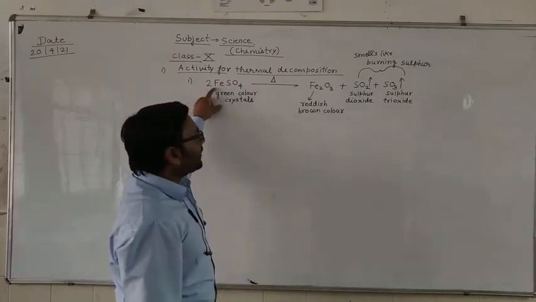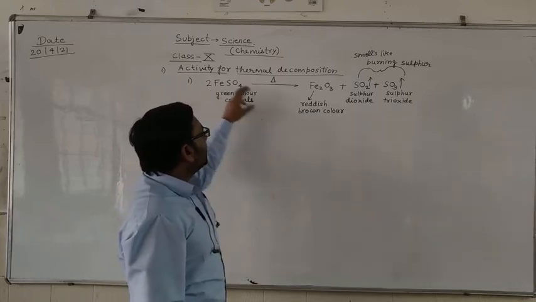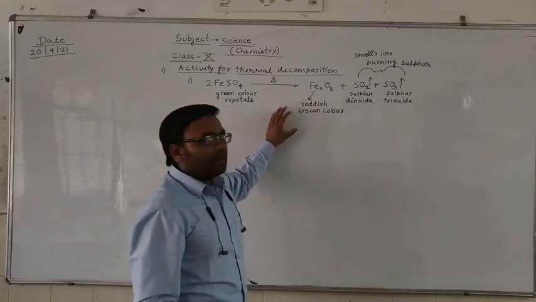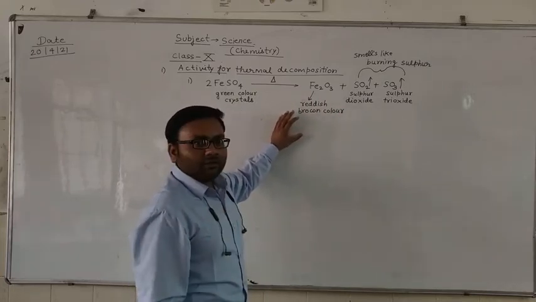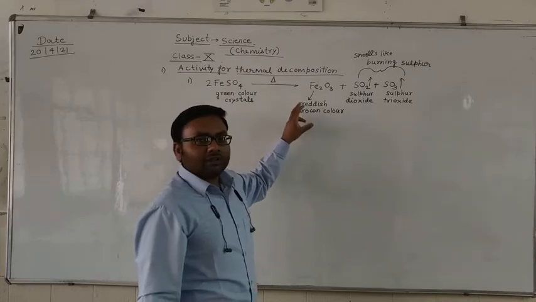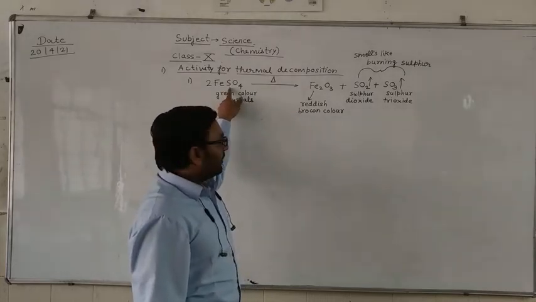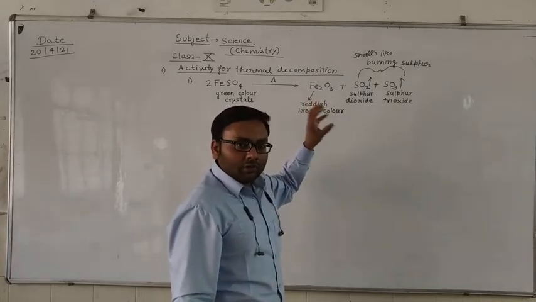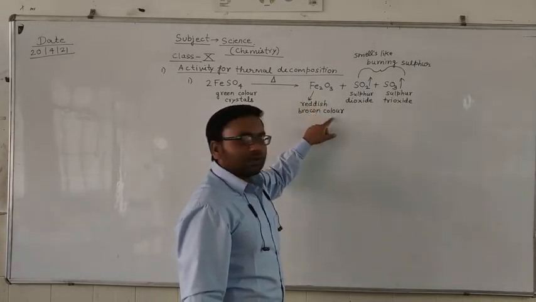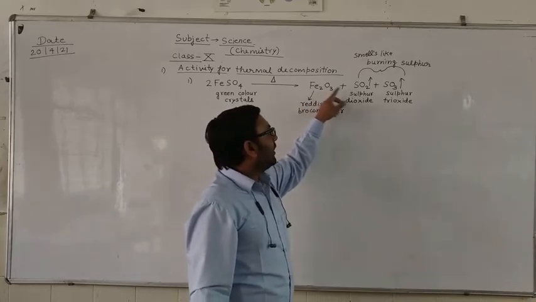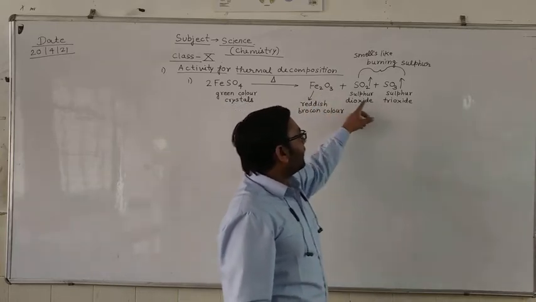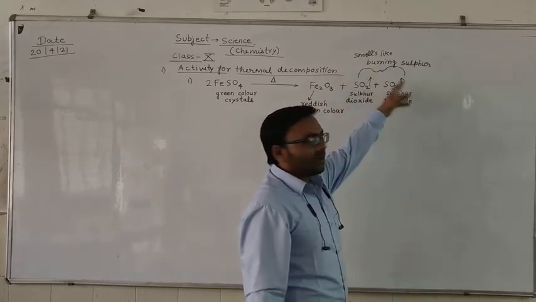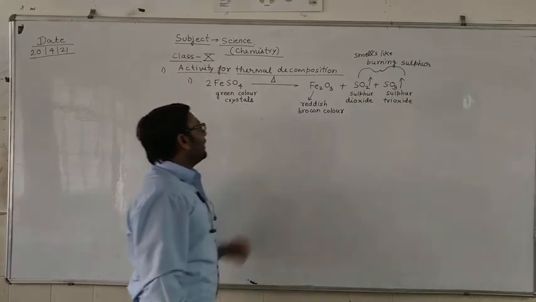When ferrous sulfate is taken in a test tube and heated, it decomposes. Some crackling noise will be heard initially. That is the indication that this substance is decomposing. Now when it decomposes, it gives a reddish brown residue, which is ferric oxide. Some gases are evolved, sulfur dioxide and sulfur trioxide, which we can smell easily, and that smells like burning sulfur. So this is thermal decomposition.